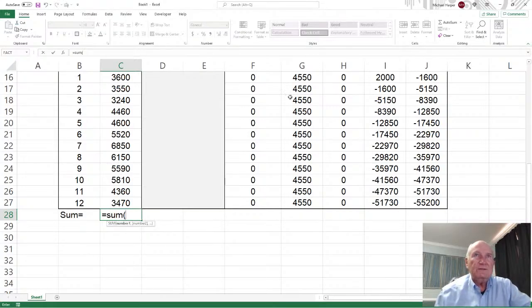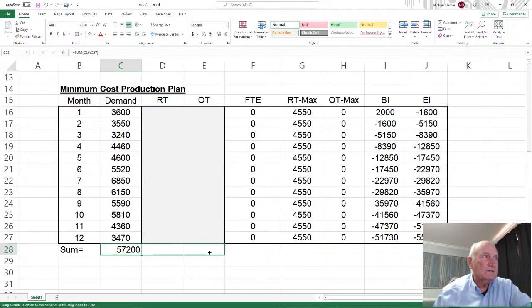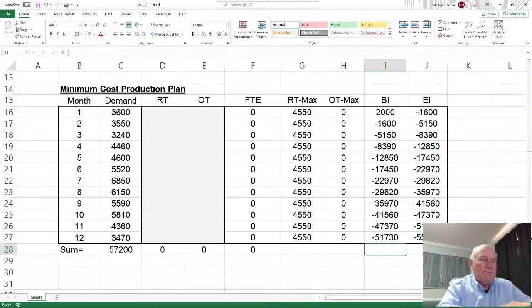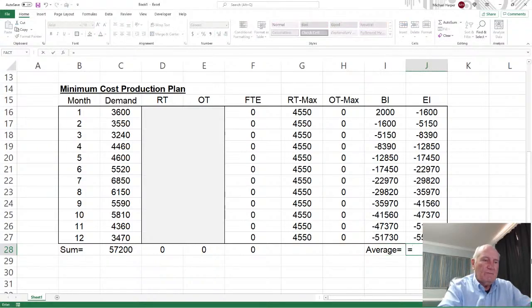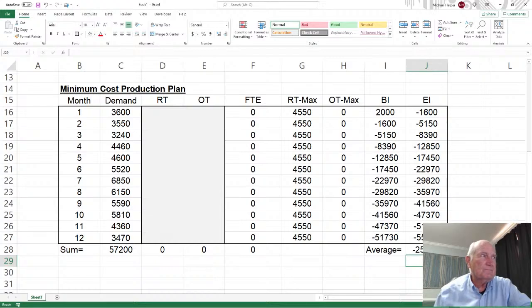Because now we're going to come down here and let's just take a sum of these. Let's sum all of these. And let's sum all the regular time and the overtime. Let's go ahead and sum the FTEs. I think that's all we need there, just to know what's happening here, if we ever need that information. Now over here, we will want the average of our inventory. And that's going to be all of these. And there they are.